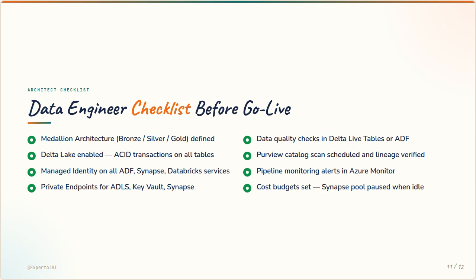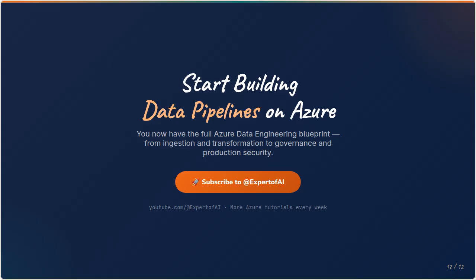Fifth, data quality checks are enforced in Delta Live Tables or ADF validation activities. Sixth, Purview catalog scans are scheduled and end-to-end lineage is verified. Seventh, Azure Monitor alerts are configured for pipeline failures, data drift, and cost anomalies. And eighth, cost budgets are set and Synapse dedicated SQL pools are configured to pause automatically.